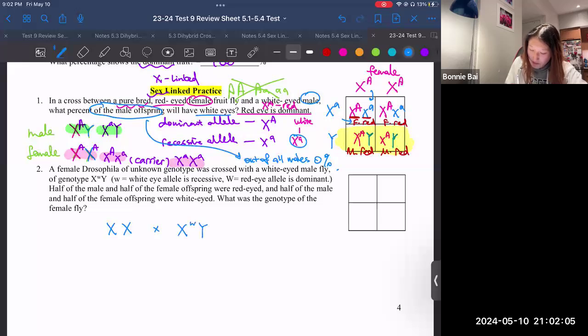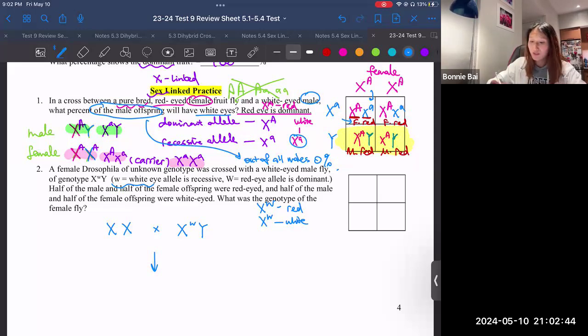X little W Y. So we know X little W means white eye. It says it right here. X big W is red eye. Then it says for the next generation, it's a half and half generation. Half of the male and half of the female offspring were red eye, and half the male and half the female offspring were white eyes. What's the genotype of the female fly? First up, this question will be on the test. But since we're here, let's get through it.